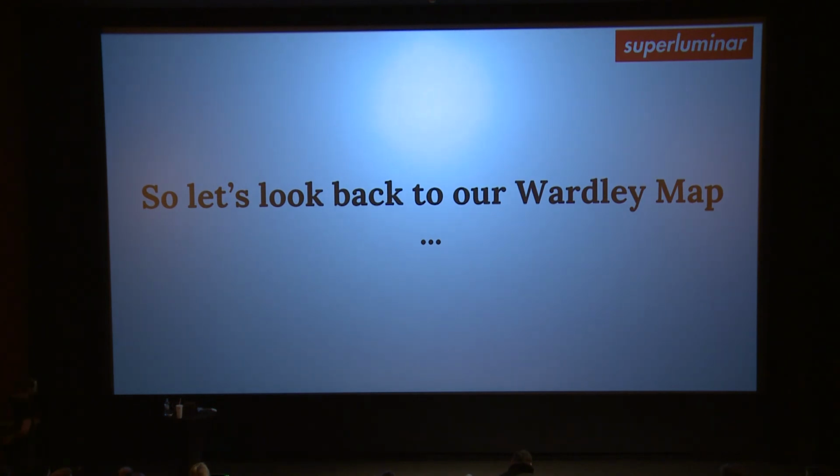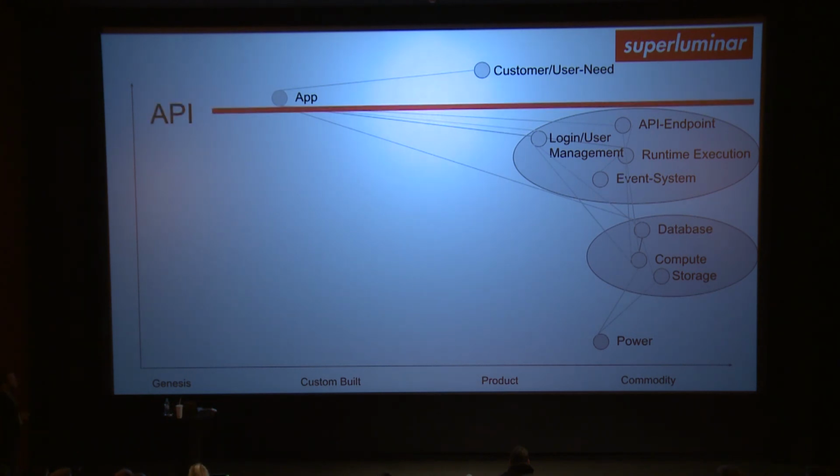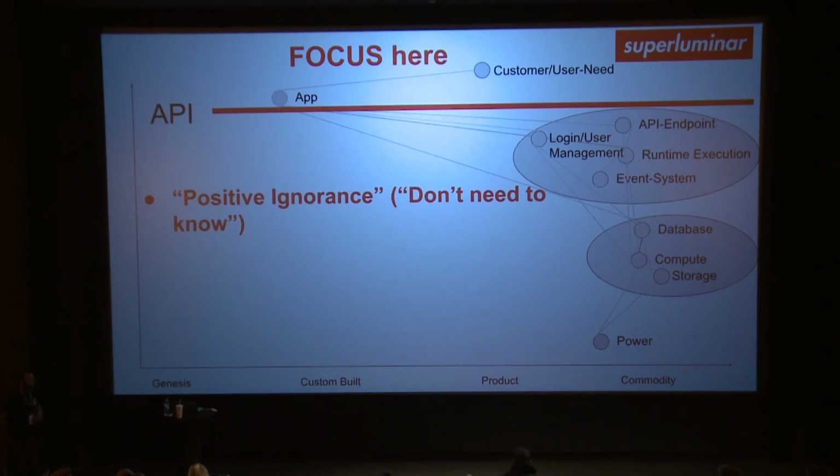So let's have a look back at our map. Actually, this was called a Wardley map. What I found out is that this could be used as a knowledge strategy, because there's the API, we already had this, so we could say, let's focus there and have something like what the books tell us is positive ignorance. It means we don't need to know it. We know that it's there, but we don't need to know it. It's what Rumsfeld, I guess, called known unknown.